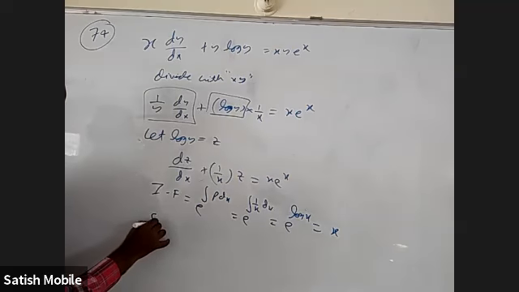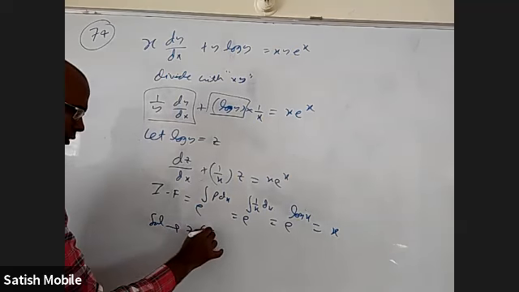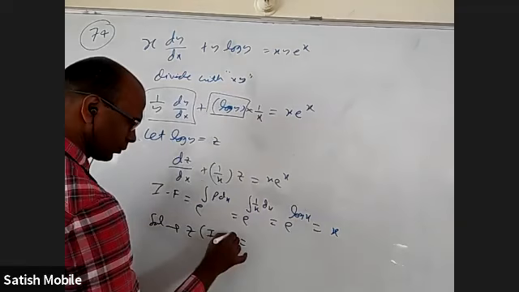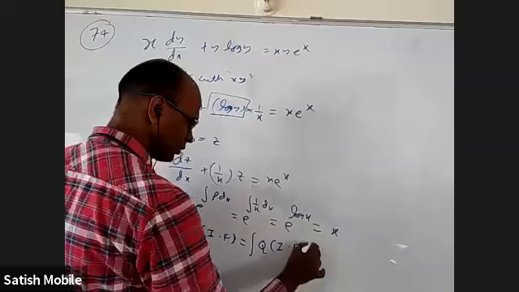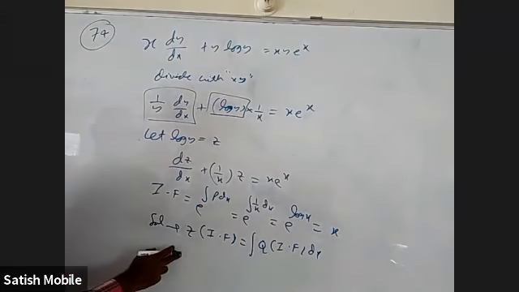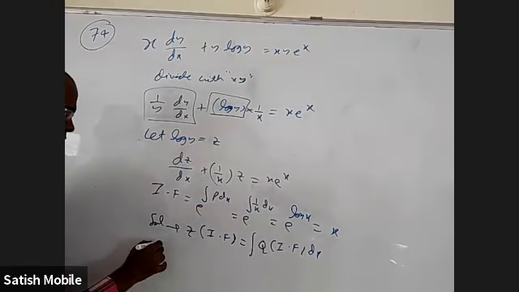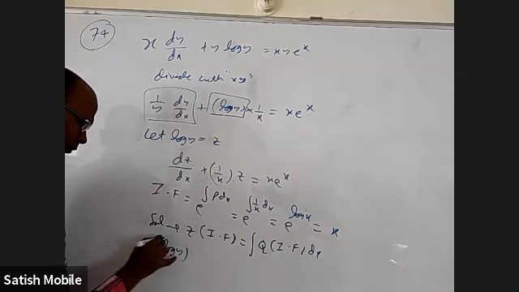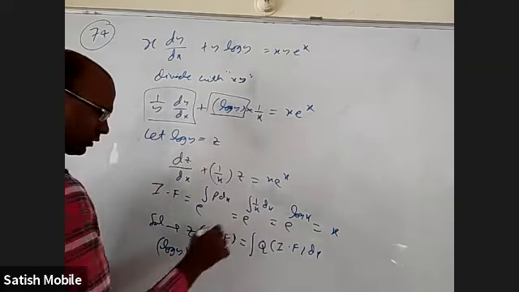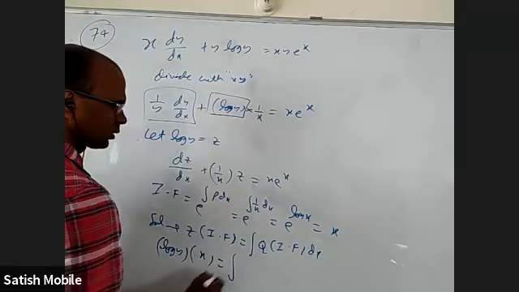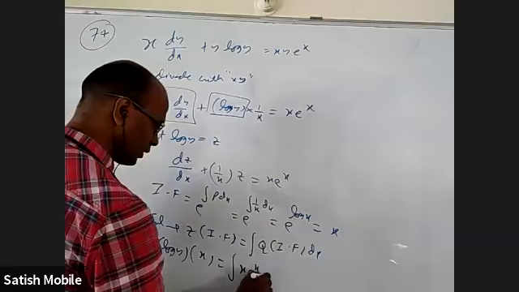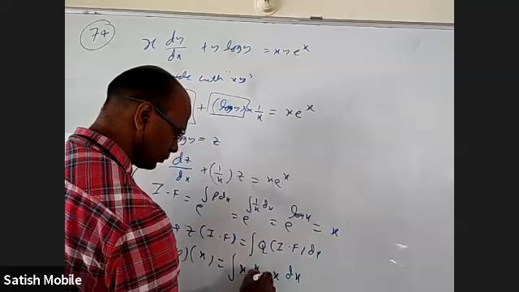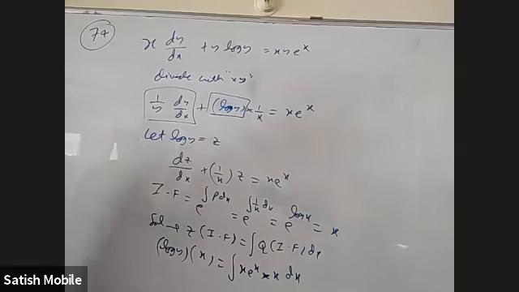Integration factor is x now, so the solution will be z into integration factor equal to integral q into integration factor into dx. Z is log y. Integration factor is x. Integral q, x e power x, into another x dx. This we apply by parts and we'll get the answer.